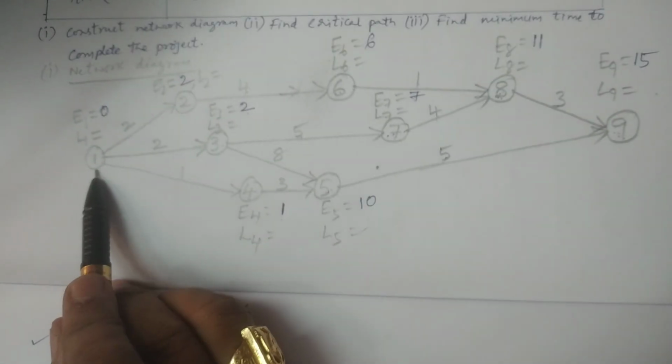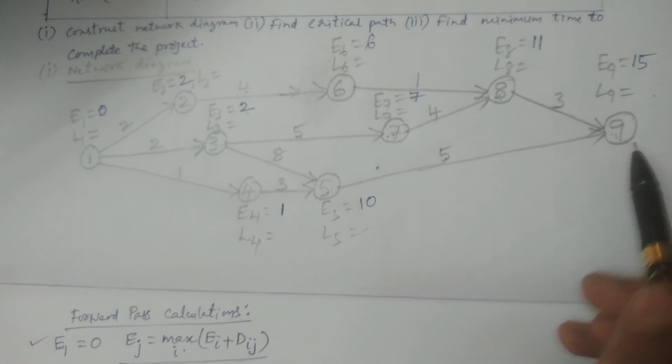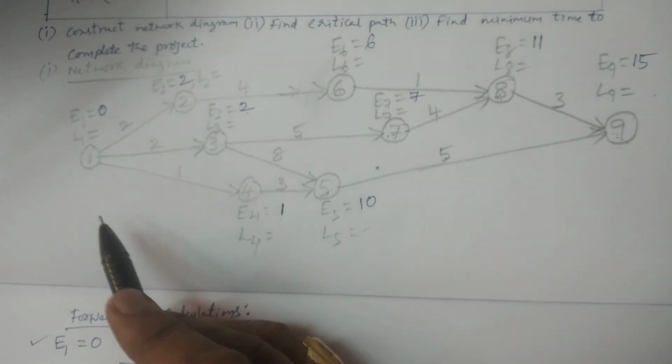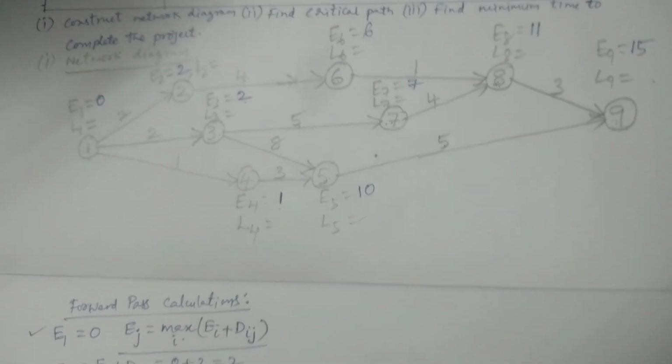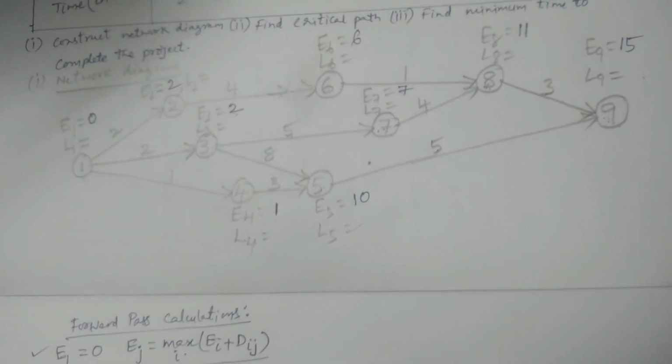We have calculated from the first node to the ninth node, that is first event to ninth event. This is called forward pass calculations. We calculate the times of E, which are called earliest times.